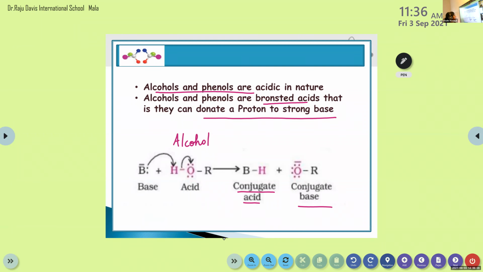This is clear, children, about these Bronsted acids? Any doubt? Clear, right? Dia, this is clear for you? Yes, ma'am. Yes. Punya?